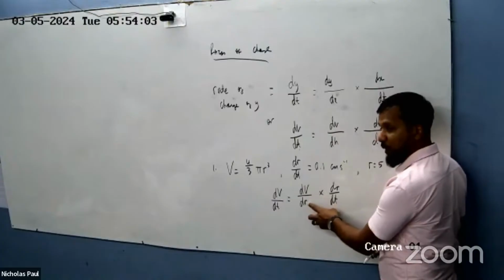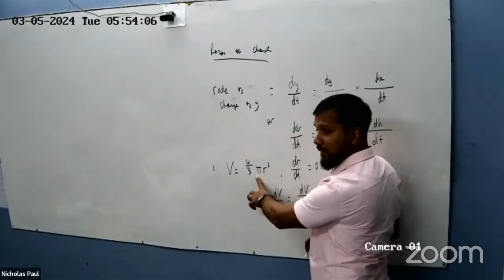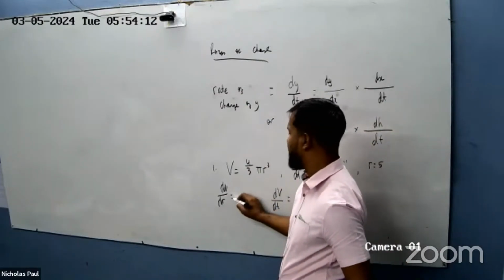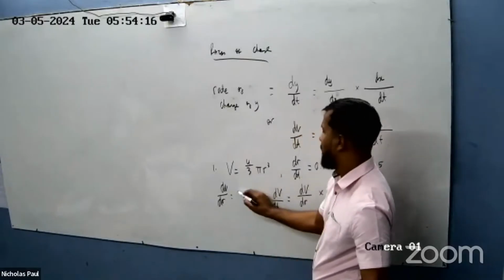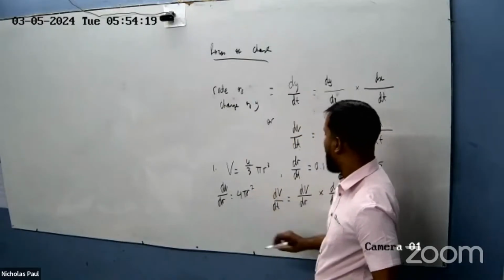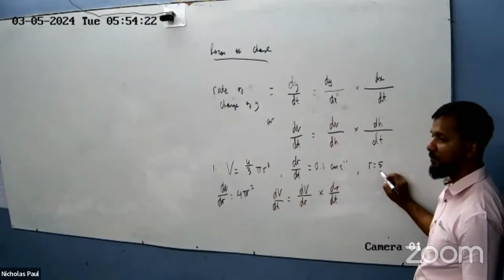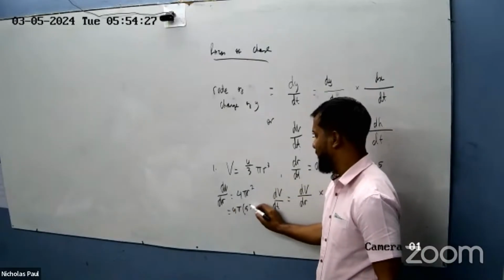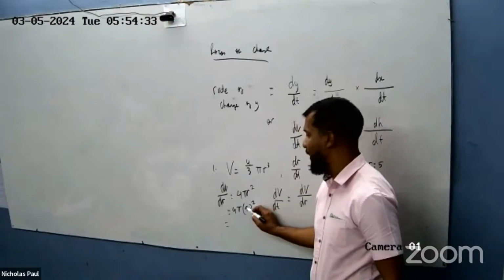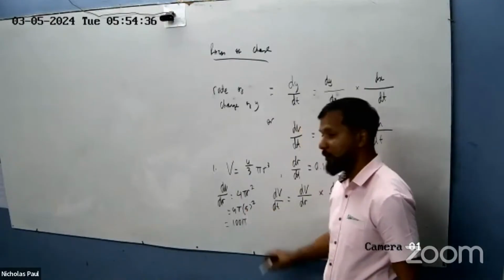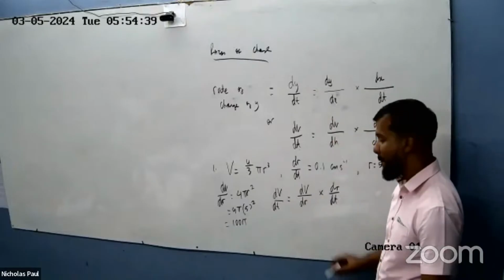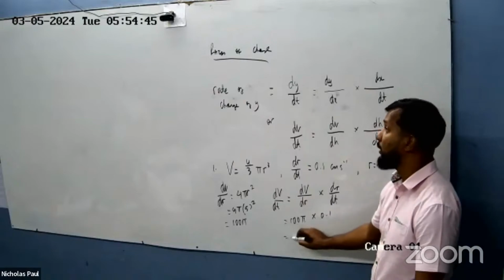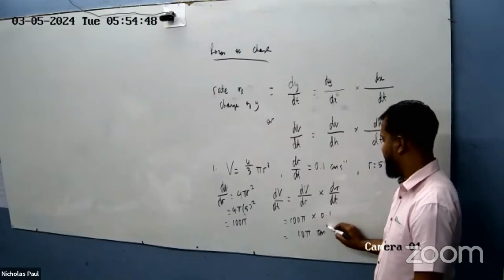So we need an equation with V and r. So we're going to use this here. We're going to differentiate that. What's the derivative, dV dr? 4 pi r squared. How do I get it when r is 5? Substitute r is 5. 5 squared is 25, times 4 is 100. What do you do next? Substitute and you get 100 pi multiplied by 0.1. So 10 pi centimeters cubed per second.